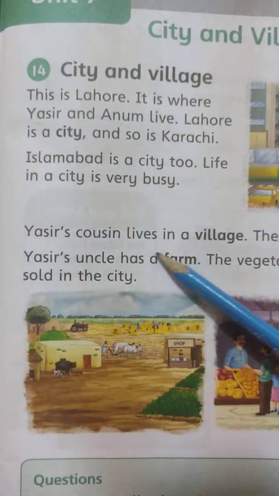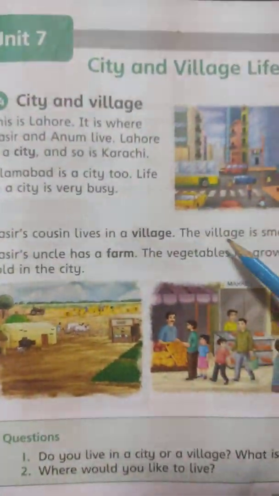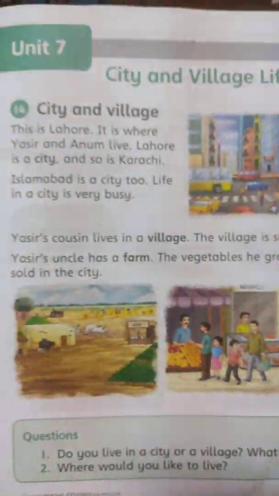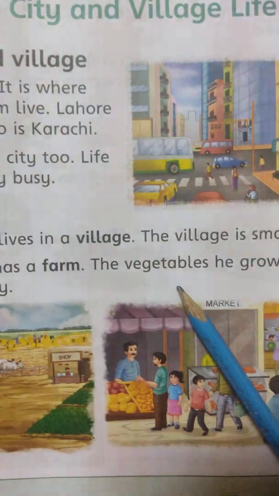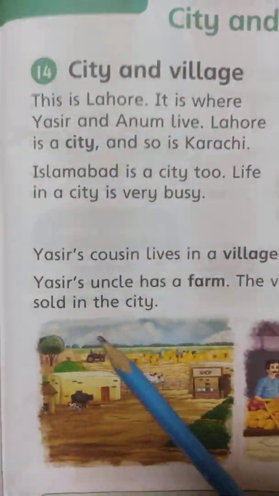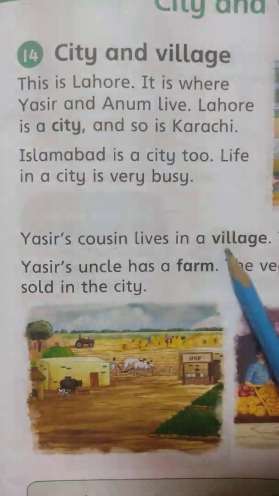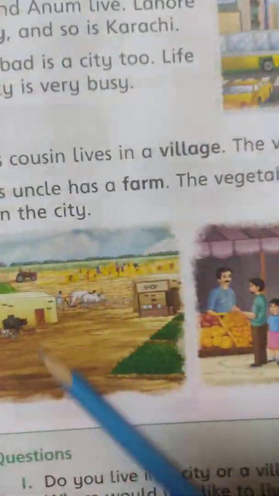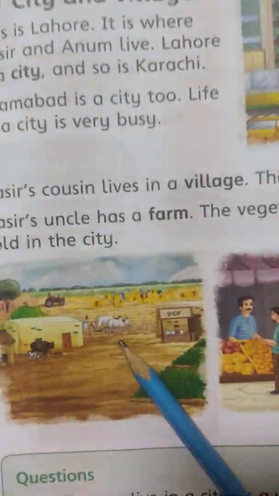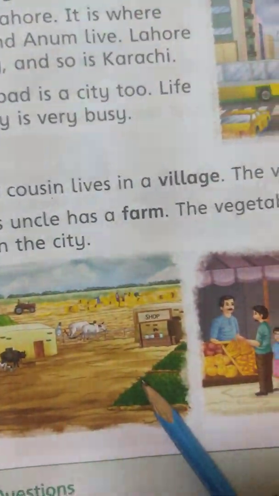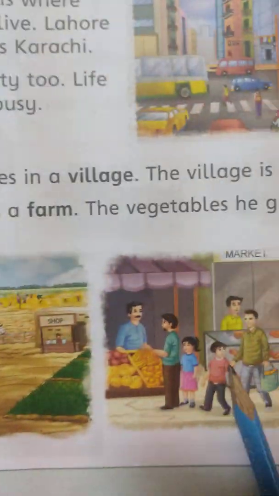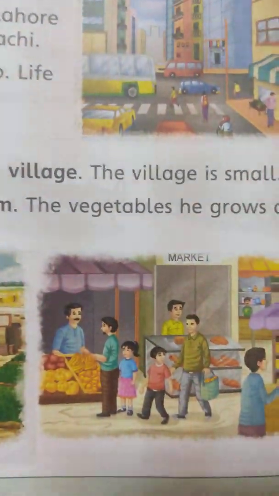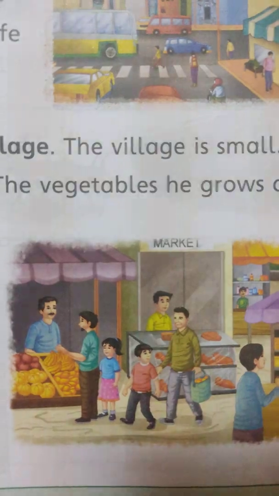Yasir's cousins live in a village. The village is small. Yasir's uncle has a farm. The vegetables he grows are sold in the city. Look at this picture. This is a farm. You can see the vegetables in the market.